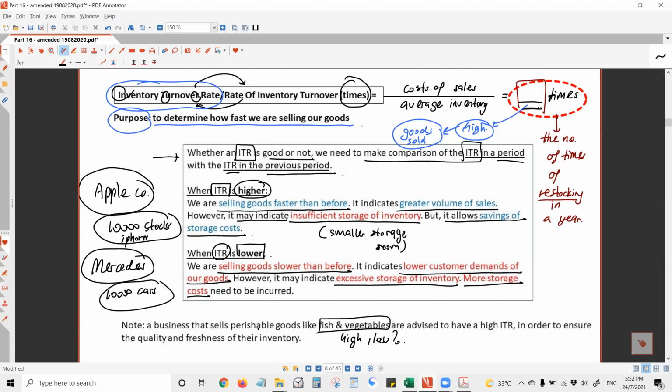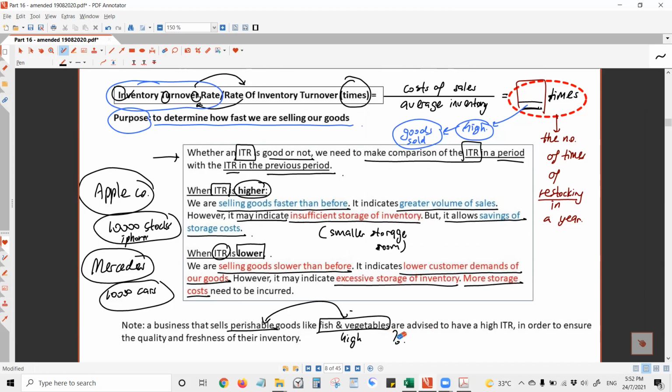Perishable, right? Okay, fish and vegetables are perishable. The ITR should be high. Reason? If it is low, it means that your fish and vegetables will not be fresh. Agree? If you have a high ITR, it means that you keep restocking your fish and vegetables. That means you can always sell very fresh fish and vegetables to your customers.